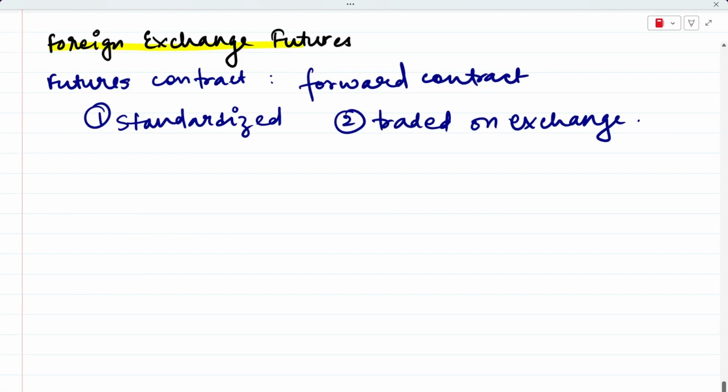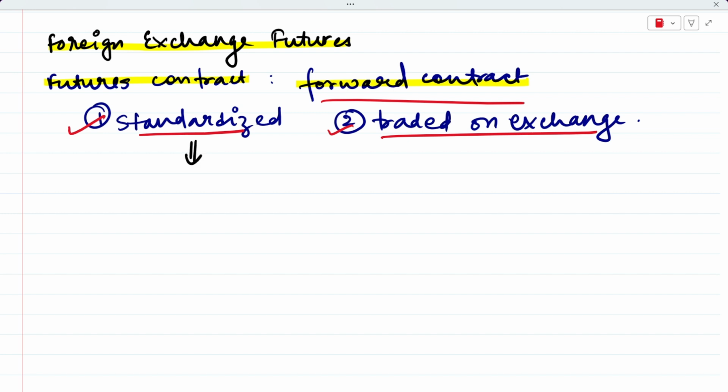Let's talk about foreign exchange futures. What is a futures contract? A futures contract is a kind of forward contract only, but it is more standardized, first thing, and it is traded on an exchange. Now, what do we mean by standardized? This is what we have to understand.